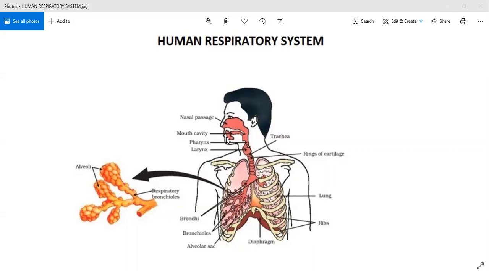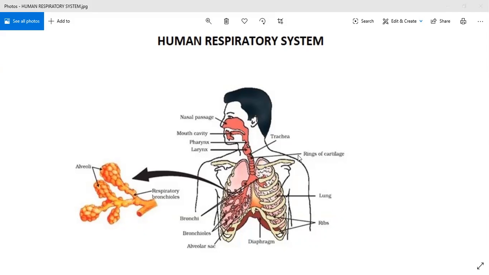The part of the throat between the mouth and windpipe is called the pharynx. From the nasal passage, the air enters into the pharynx and then goes into the trachea. The other name of the trachea is windpipe. The trachea is a tube-like structure which is commonly known as the windpipe.